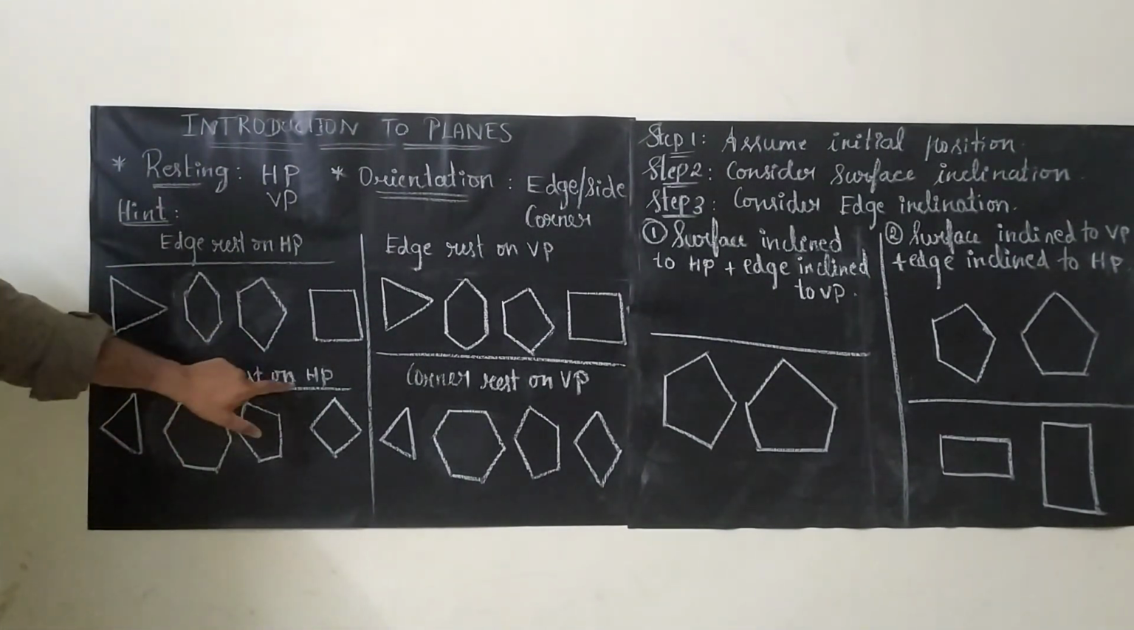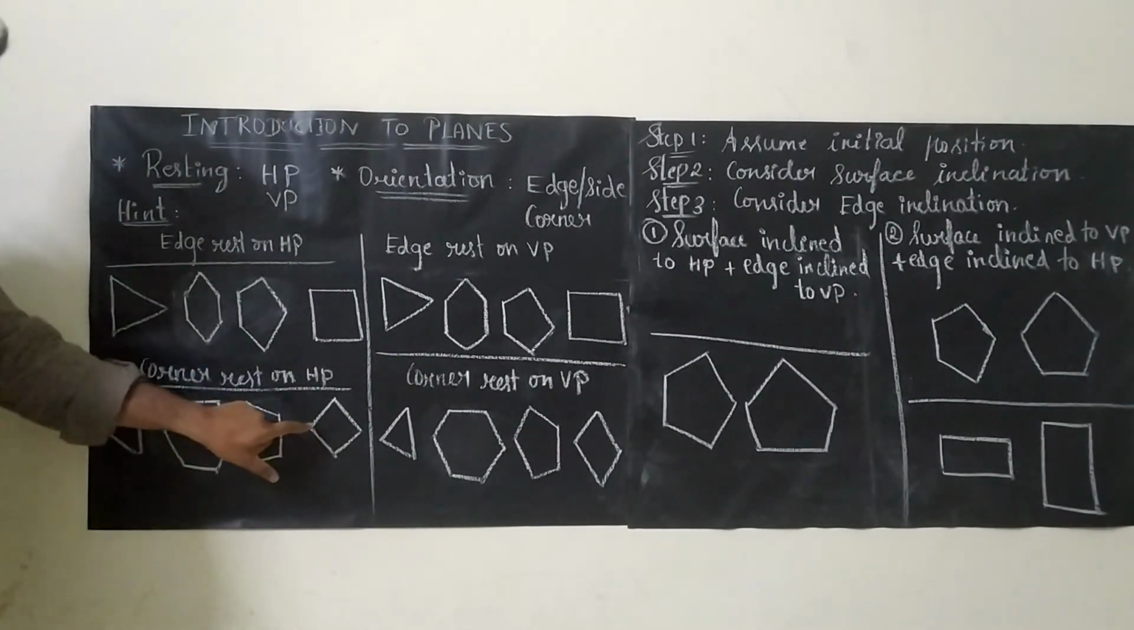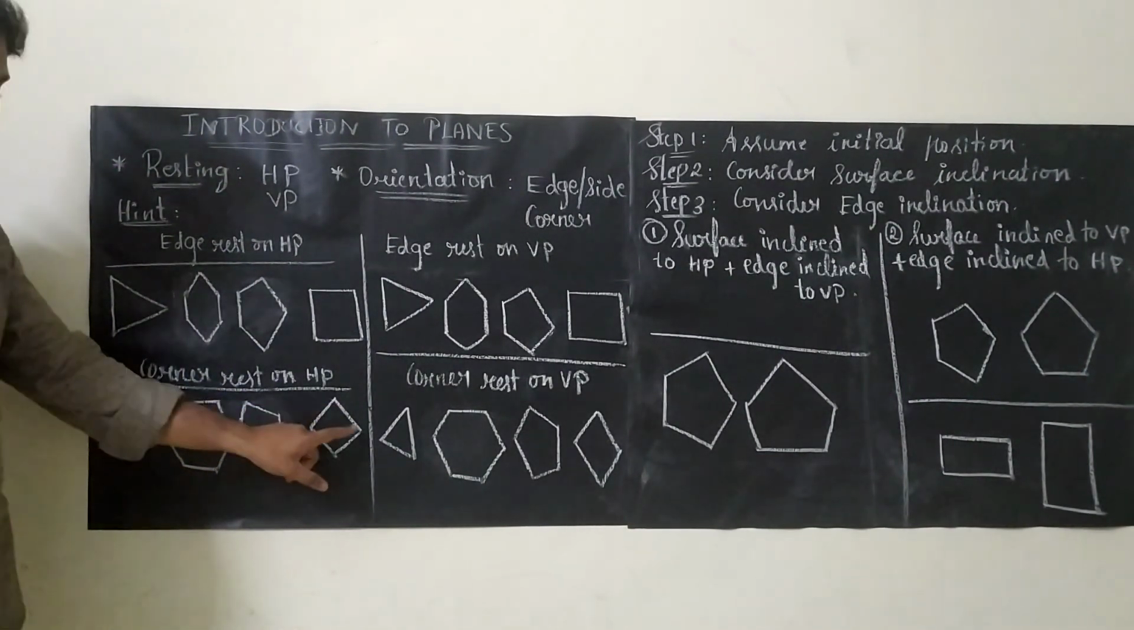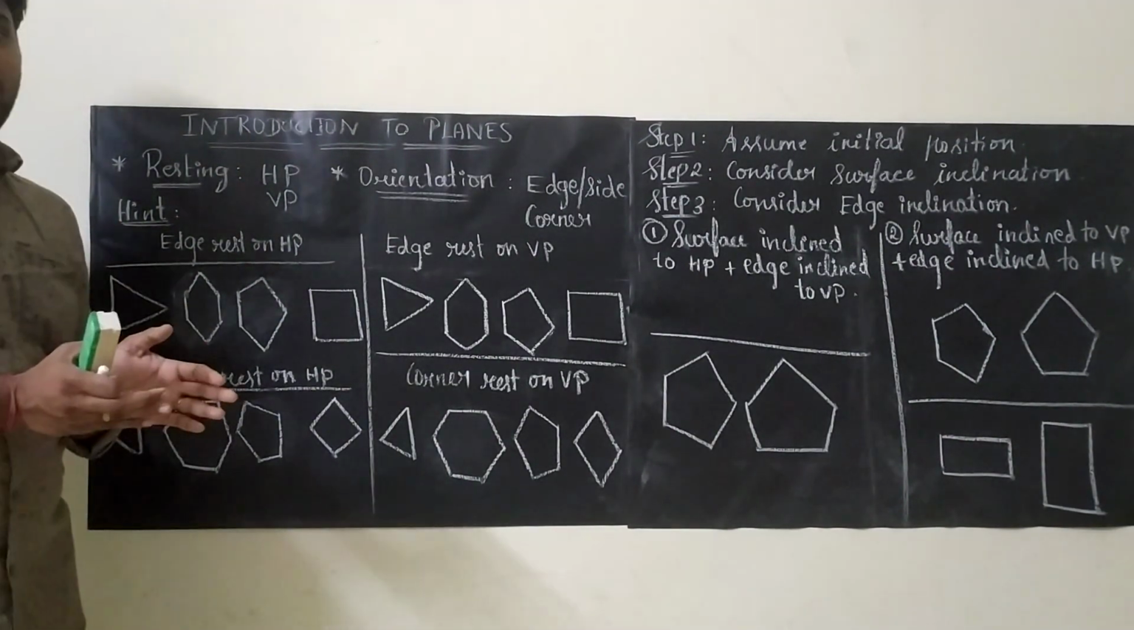If the plane is lying on HP and the orientation is corner, then we have to draw the corner to the left side. See here, for the triangle this one is the corner, for the hexagon this one will be the corner, for the pentagon this one will be the corner, for the square this one will be the corner. This is like a rhombus shape. Consider only from the left hand side. If they are asking corner, keep the corner on the left hand side. If they are asking edge, keep the edge on the left hand side so that solving will be very easy.